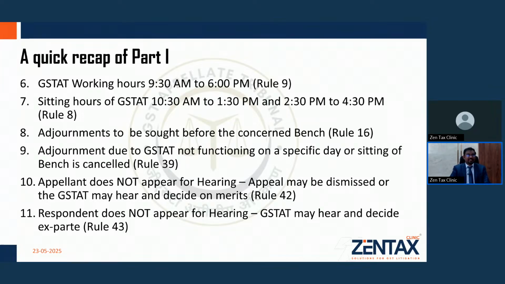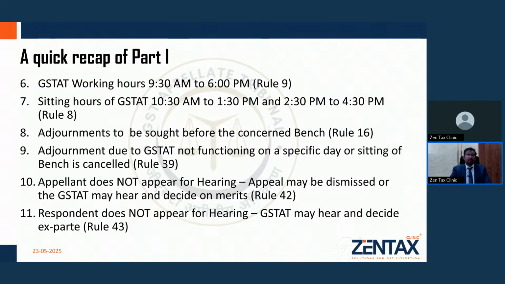As for the GST Appellate Tribunal working hours, the administrative office will work from 9:30 a.m. to 6 p.m. The sitting hours of the bench of the tribunal will be 10:30 a.m. to 1:30 p.m. and thereafter from 2:30 p.m. to 4:30 p.m. If a matter has to be adjourned, it has to be sought before the concerned bench. But in some selected cases, based on the approval of the bench and the registrar, it can also be sought in the chambers of the Appellate Tribunal.